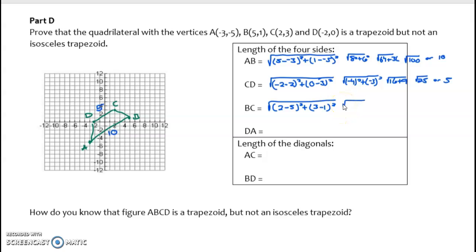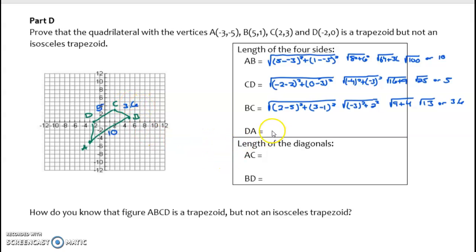Alright, so let's keep simplifying. 2 minus 5 is -3. 3 minus 1 is 2 squared. So this is going to be 9 plus 4. It's going to be 13. Yikes, what's the square root of 13? The square root of 13 is going to be 3.6. BC is 3.6.